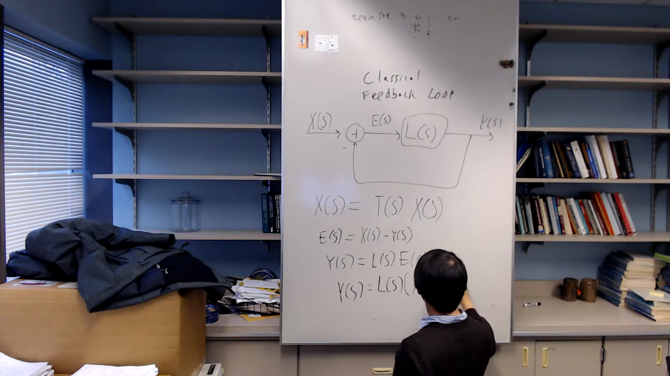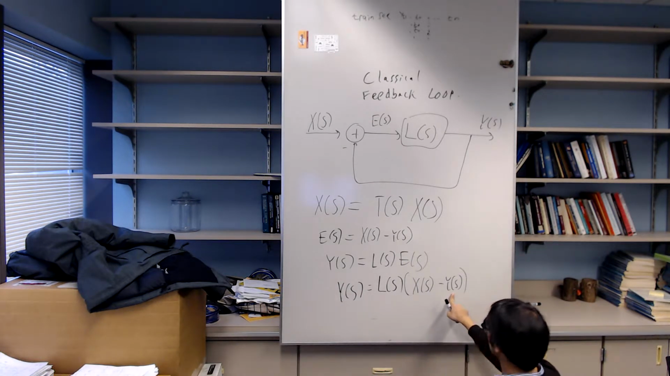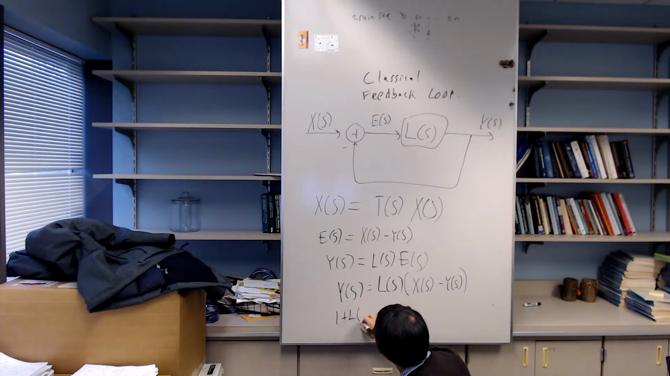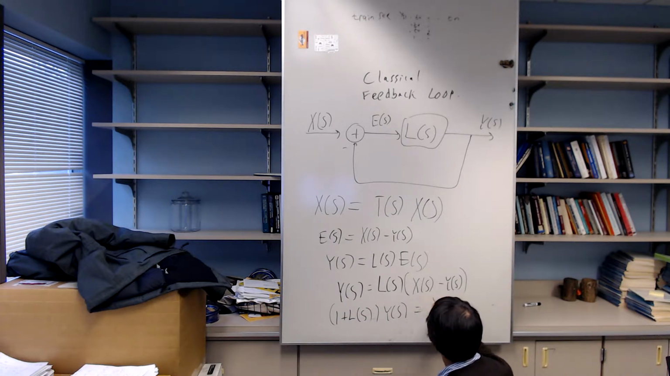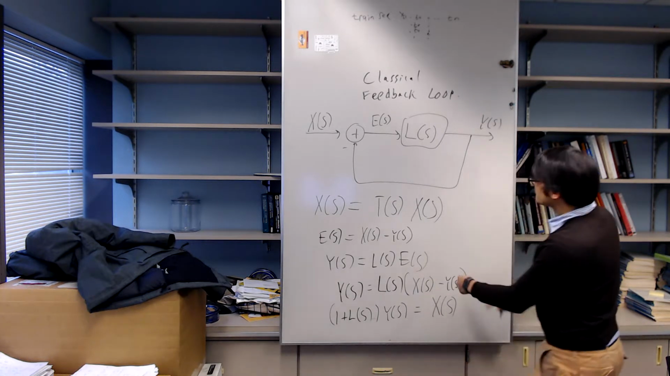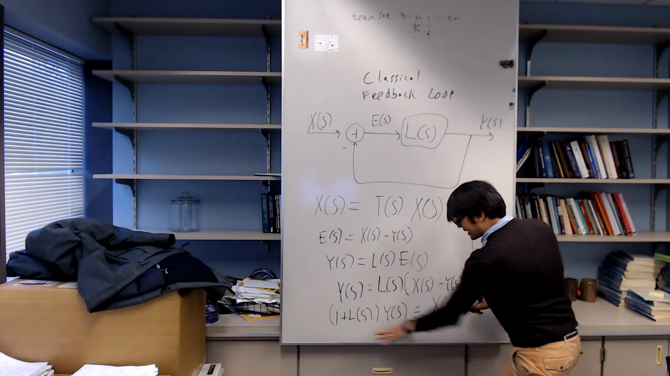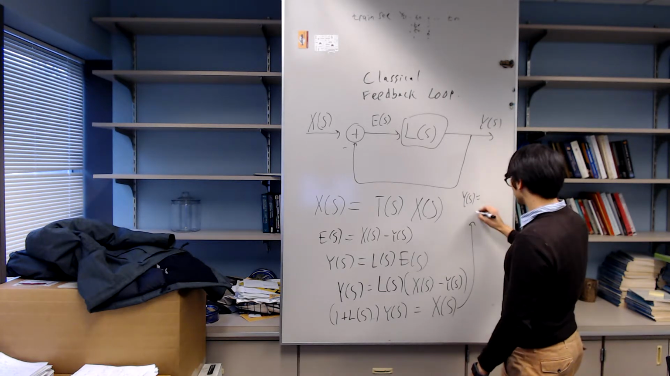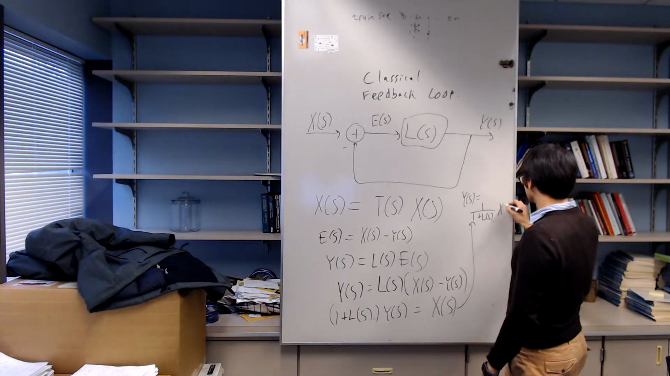X of s minus y of s. And so just looking at this thing on that side, I can take the y's and bring them over. So I'm going to get 1 plus L of s times y of s is equal to x of s. All right? And so finally, I can just divide both sides by this thing, and we've got y of s is equal to 1 over 1 plus L of s times x of s.